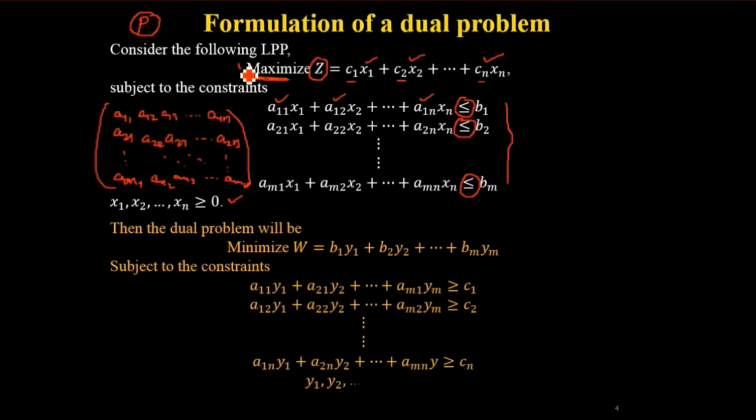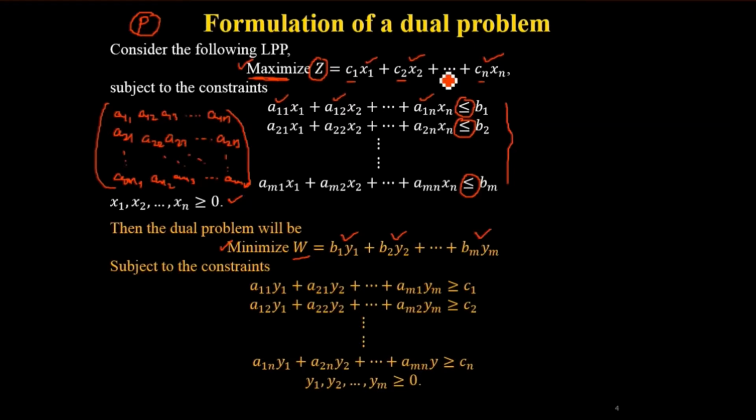Okay, so the first one, maximization, changes to minimization type, and for the z variable we will write another variable, we will not write z, we can write any other notation except z. Somewhere you can write w, somewhere z dash, it's fine, no problem. After that, here b1, b2, b3, bm are there, yes or no? So those are considered as the coefficients. So b1 y1 plus b2 y2 plus and so on plus bm ym, fine.